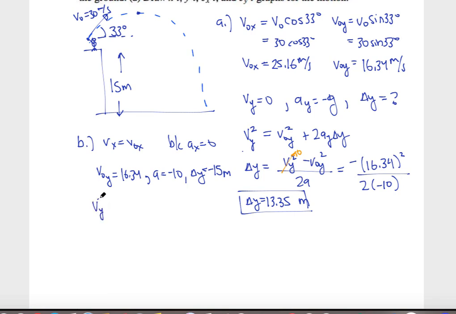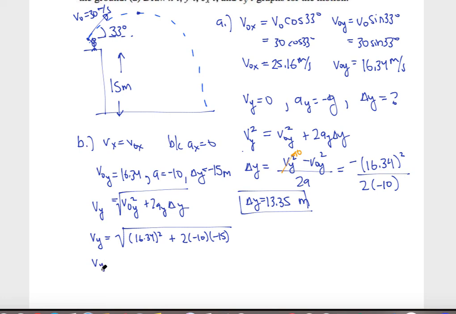So starting with my third kinematic equation again, my Vy squared equals V naught y squared plus 2ay delta y. I don't need to do too much solving here because I have Vy squared already isolated. So all I need to do to solve this is to square root both sides. So my y velocity at the end will be the square root of 16.34 squared plus 2 times negative 10 times my y displacement of negative 15. So the signs are very important here. Make sure you include all of them correctly.